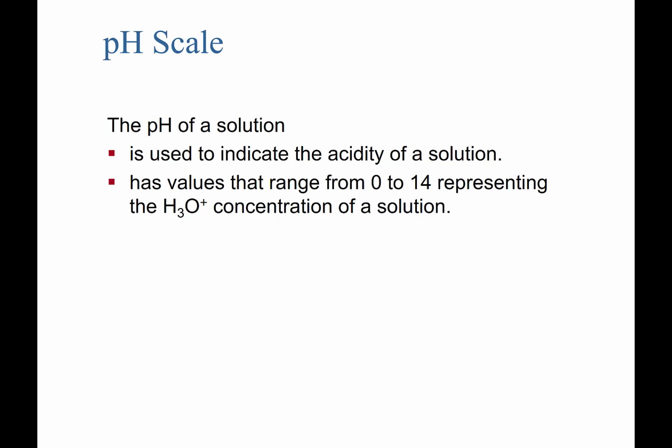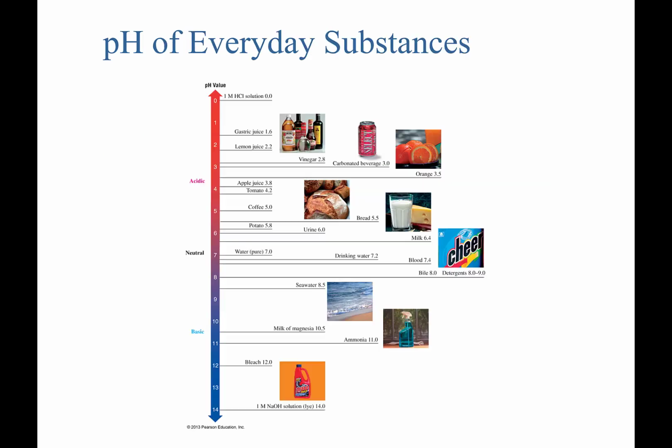This video is going to be on the pH scale and buffers. So the pH scale tells us the acidity of a solution, and the values range from 0 to 14. Those are representing the H3O+ concentration, and that's why it's pH, with the capital H.